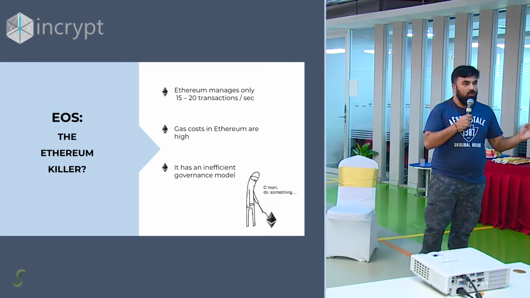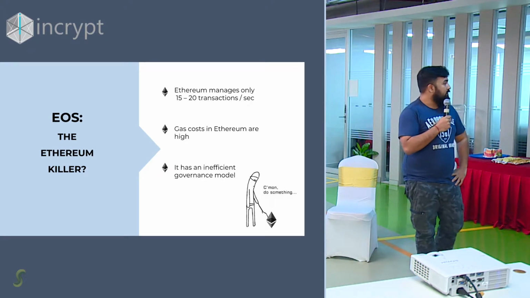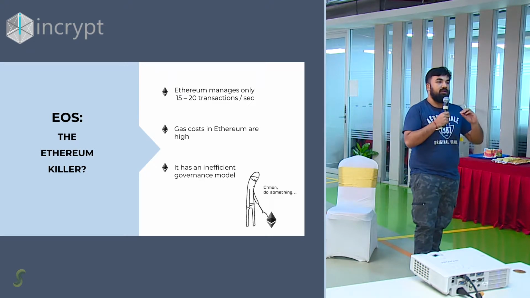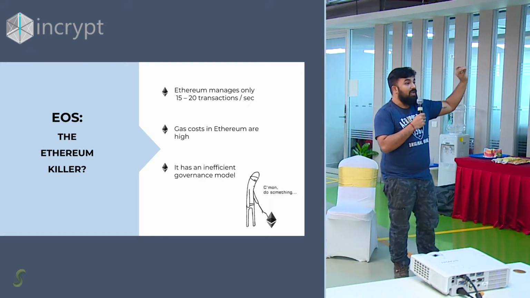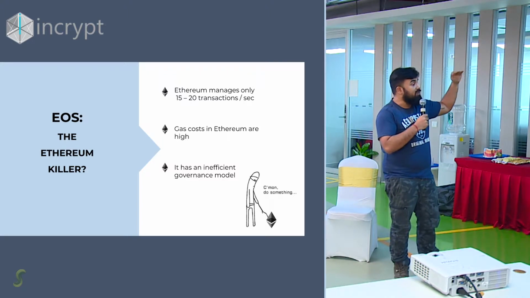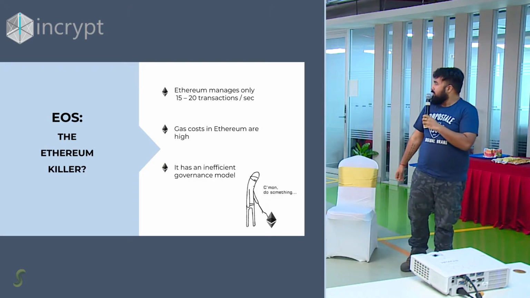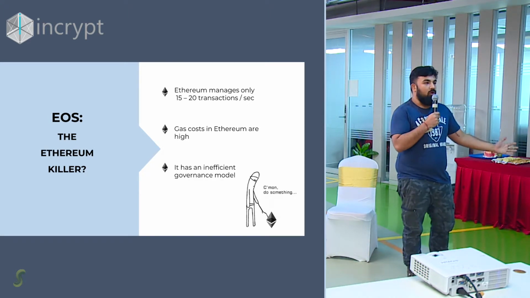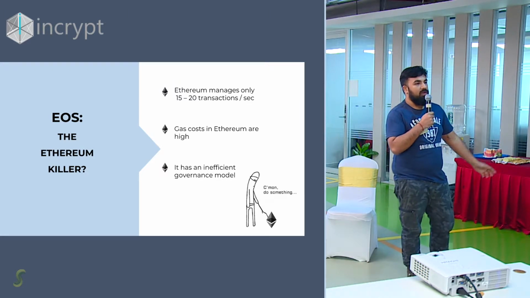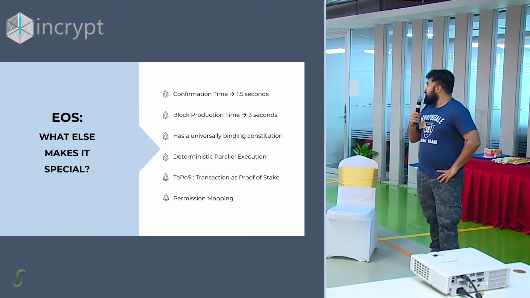Secondly, I'm sure you're all aware of this, the gas cost in Ethereum is very high. And when you especially consider the fact that a smart contract in Ethereum requires you to have a certain amount of gas computation for each and every line of code in smart contracts, it definitely adds up. Thirdly, it has an inefficient governance model. I mean, we all know about the DAO and the Ethereum Classic and Ethereum fiasco. What happened there? So, move on.